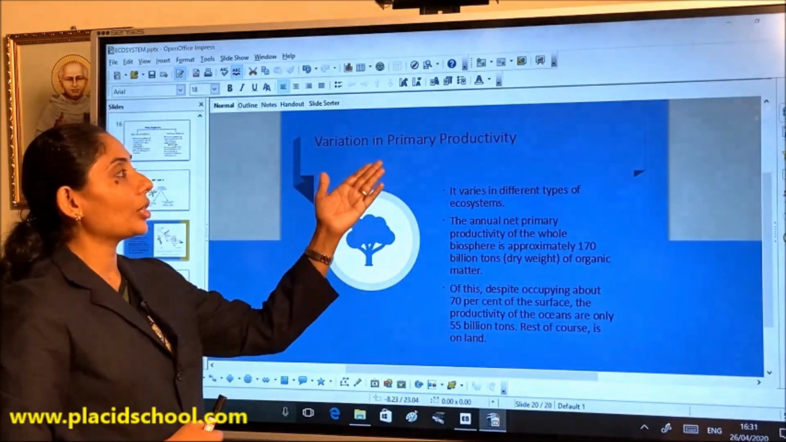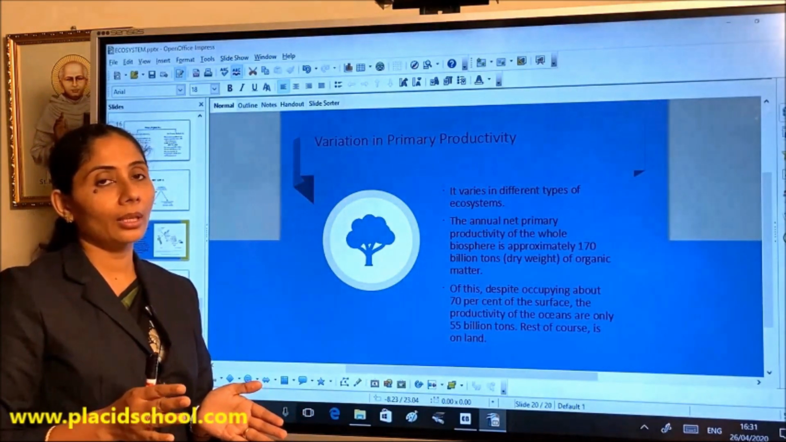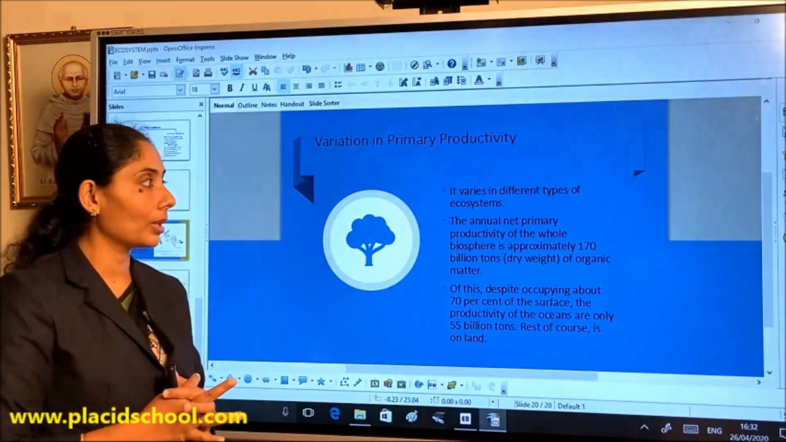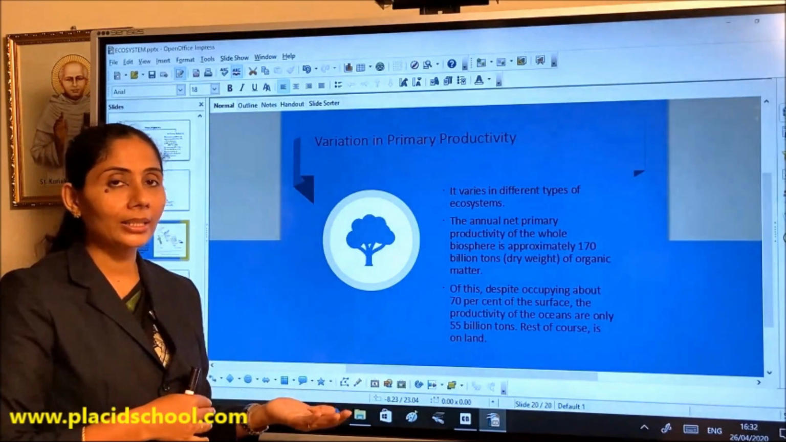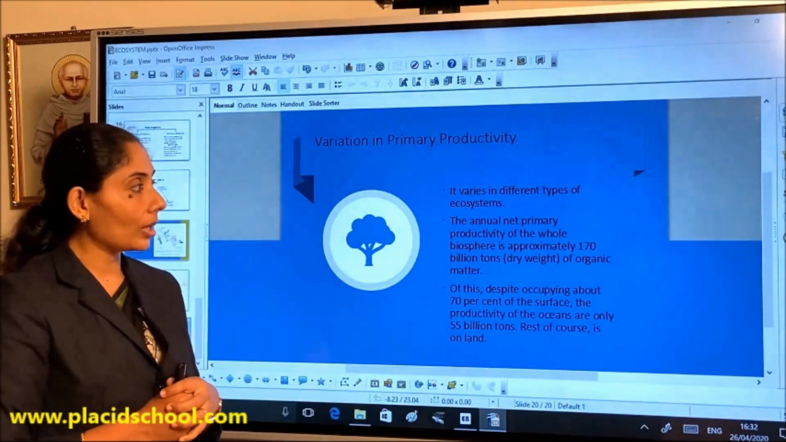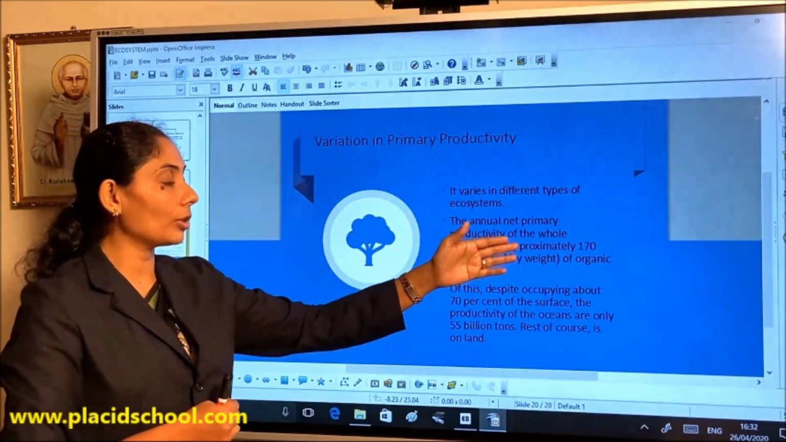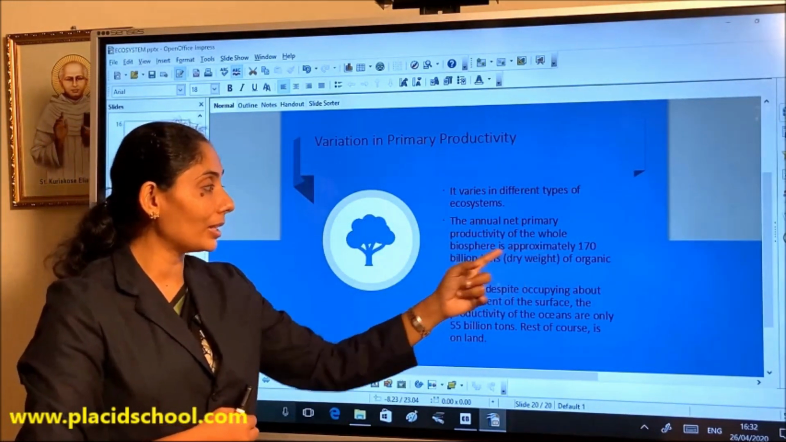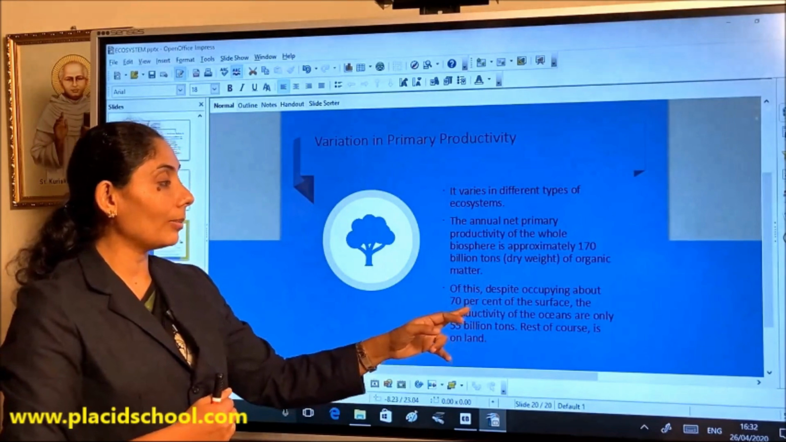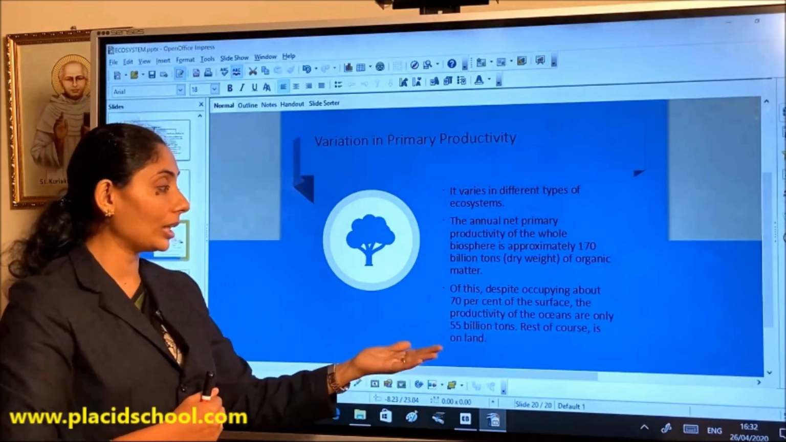Then, variations in primary productivity. You should understand each ecosystem has its own amount of production or productivity. It varies from ecosystem to ecosystem, depending upon the kind of plants available there and the kind of environmental conditions prevailing in that ecosystem. Now, you can see one example over here. The annual net primary productivity of the whole biosphere is approximately 170 billion tons of organic matter. Of this, despite occupying about 70% of the surface, the productivity of the oceans is only 55 billion tons.